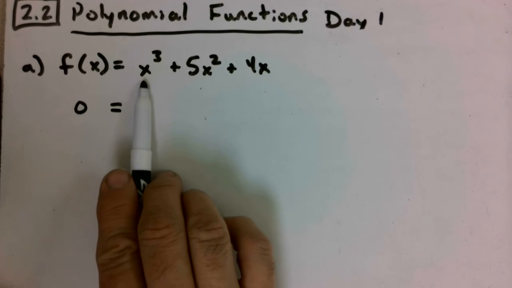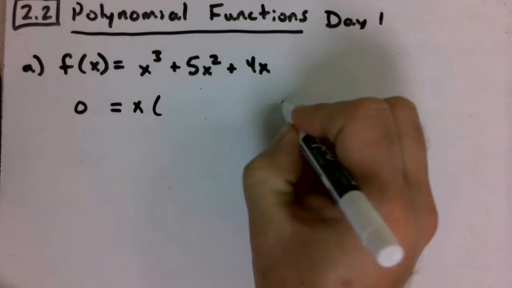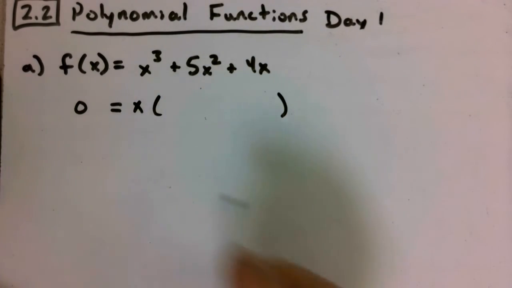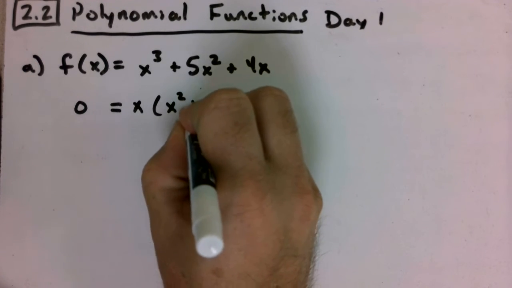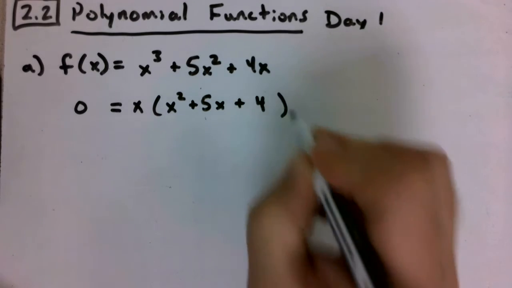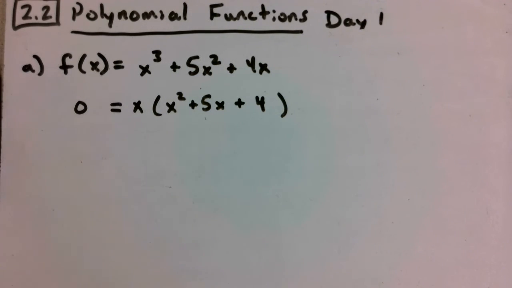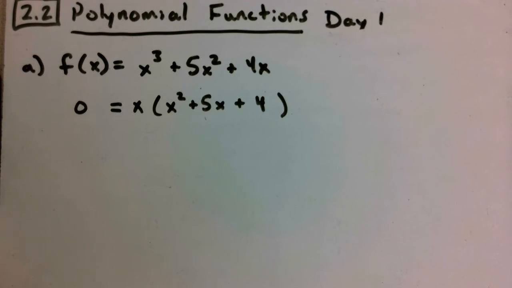So first step in factoring, factor out whatever's in common. In this problem, the only thing we have in common with all of those terms is an x. If I divide each one of those terms by an x, that leaves me with x squared plus 5x plus 4. After you factor out what's in common, then you want to go through and count how many terms you have left in the parentheses. In this case, we have 3.